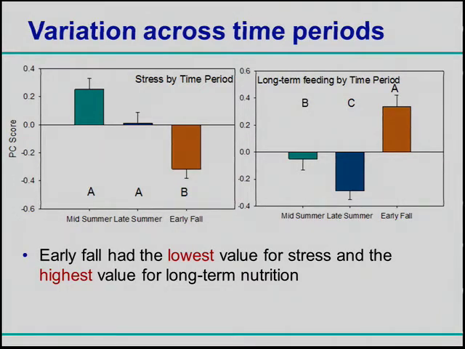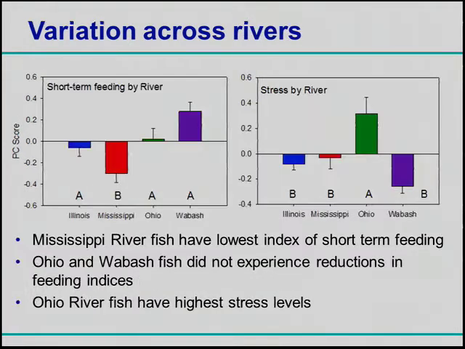And what we see is that across time periods, early fall had the lowest value for stress as well as the highest value for nutrition. So we start to see some of these inverse relationships. Animals that are well fed are going to have lower stress, versus when you're not feeding, probably have higher stress happening within the individual. So we do start to see a time signature happening. And we also see a really cool pattern across rivers, which shakes out as well.